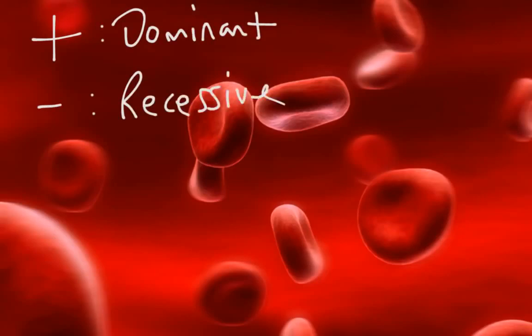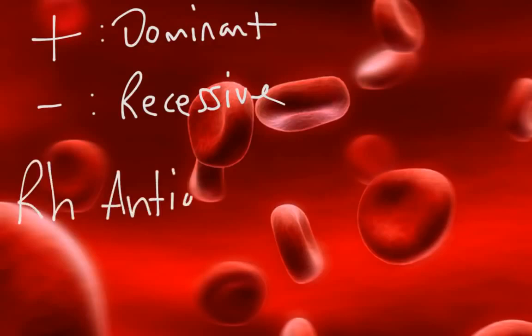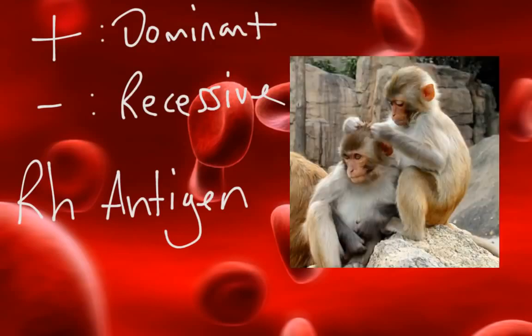And where that comes from, we actually call this the RH antigen. And we get that from these little guys right here. The rhesus monkey is actually where we get the RH stands for rhesus, and this trait was first discovered in the rhesus monkey. And so that's why we call it the RH antigen.